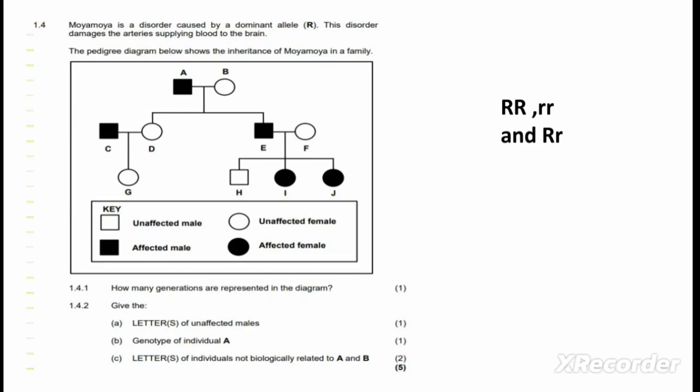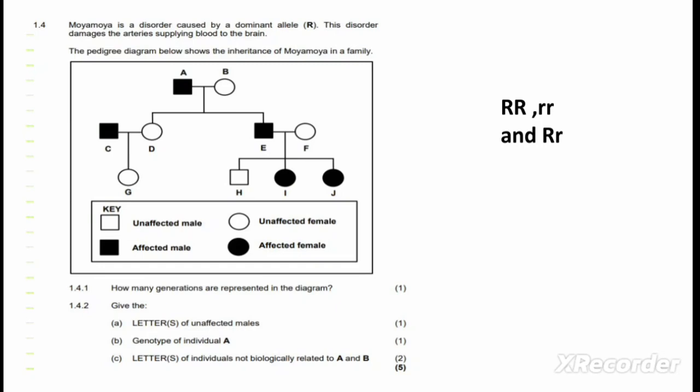So I told you when we talk about being tall, we also have to talk about being short. So now when we talk about having moya moya, we must also talk about not having moya moya. The disorder damages the arteries supplying blood to the brain. That's not that important. Now let's look at the pedigree diagram below, which shows the inheritance of moya moya in a family.